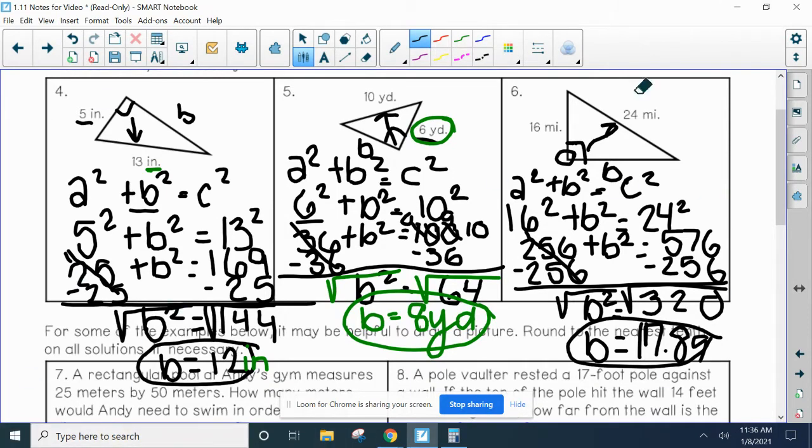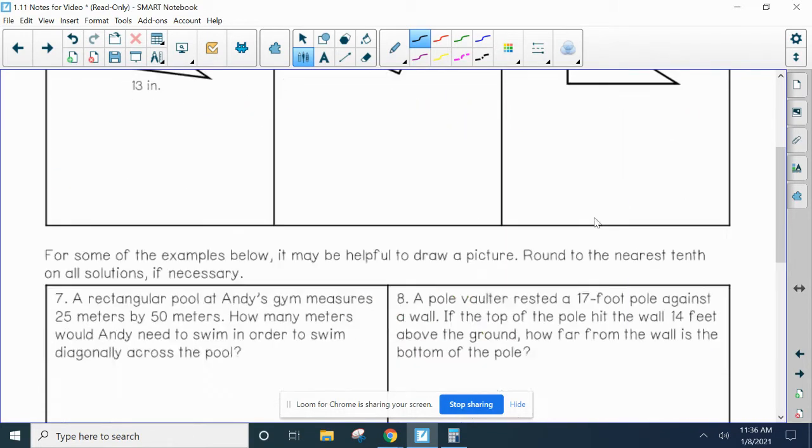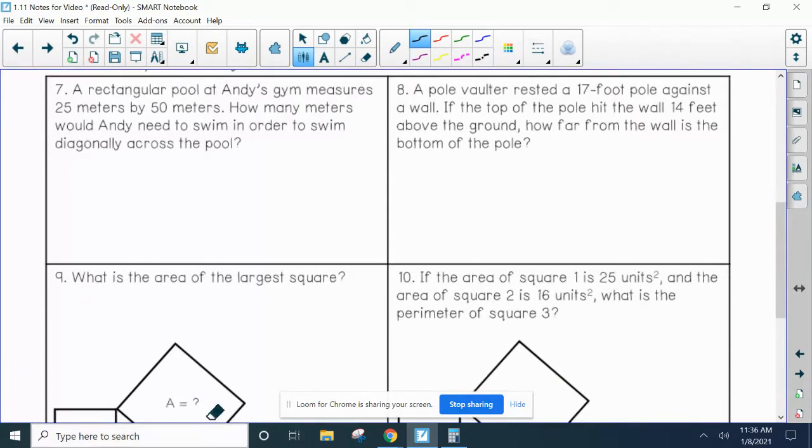Awesome. If you are still copying this, go ahead and pause this because in a second I'm going to erase it so it's not covering 7, 8, 9, and 10. Awesome. So go ahead and erase it. All right, so I'm going to do 7 and 9 and have you pause it and do 8 and 10.